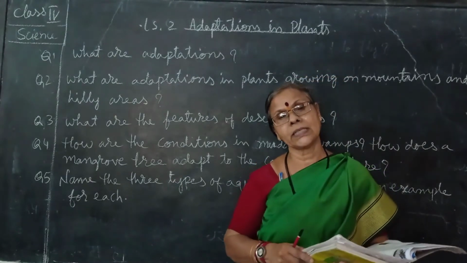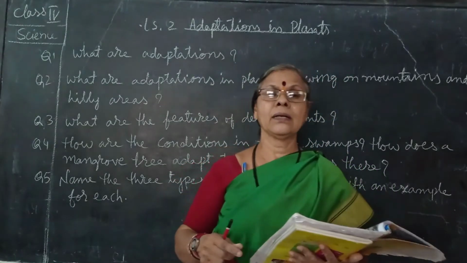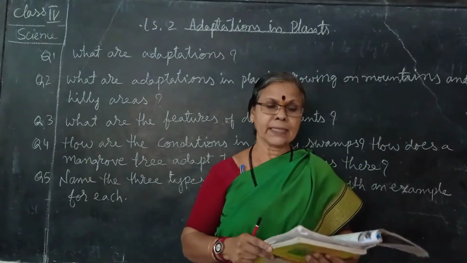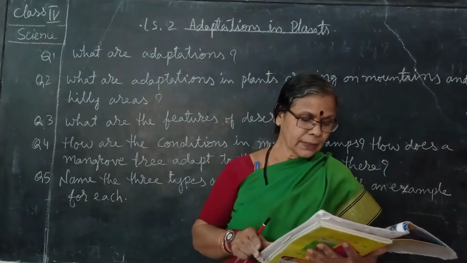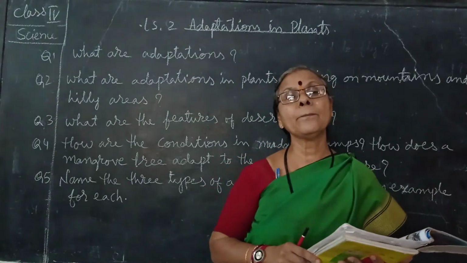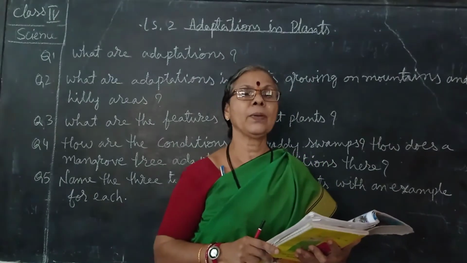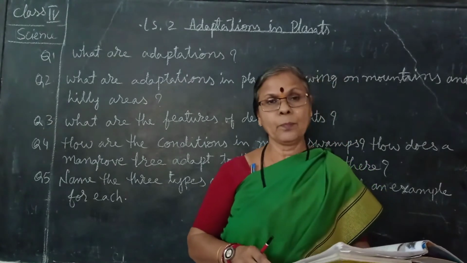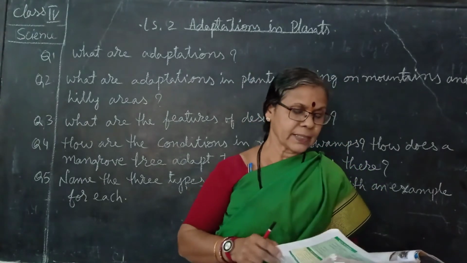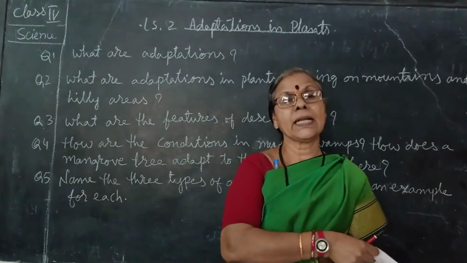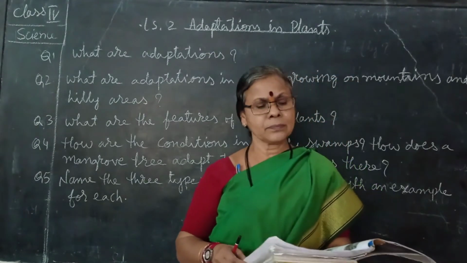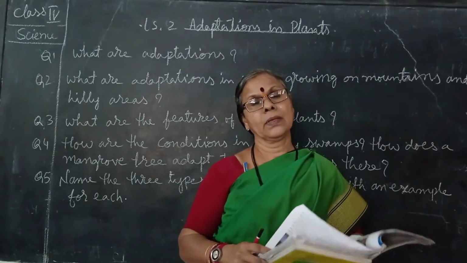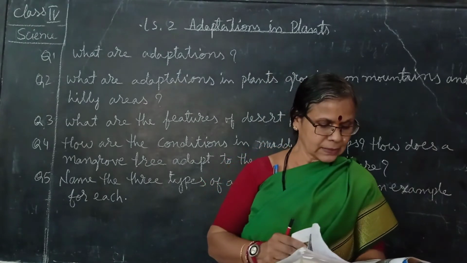Diagrams are very important in science. Whenever you are writing, wherever the diagrams are necessary, there you have to draw the diagram. And underwater plants or submerged plants, you can see the examples are tape grass and pondweed. These are the two examples. Please observe these adaptations in plants. Wherever it is necessary, you need to draw the diagram and write the answers.